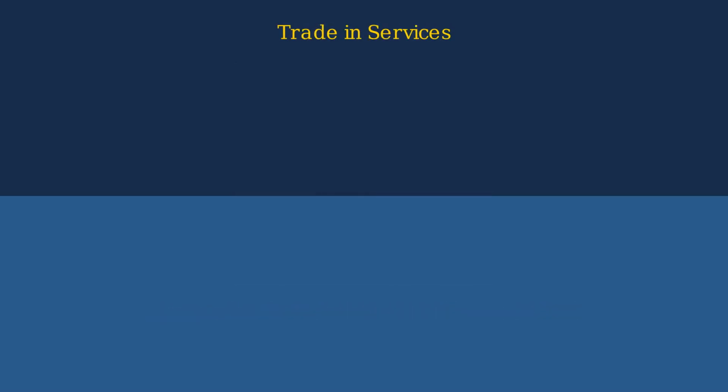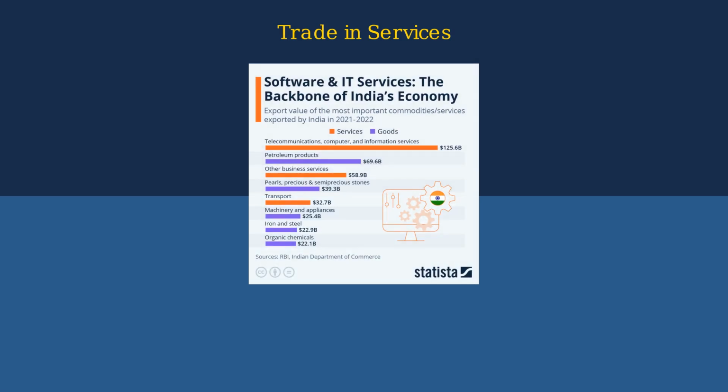The second component is trade in services. India has a strong services sector, particularly in IT and software services. In the fourth quarter of 2024, the surplus from services increased to $51.2 billion, up from $45 billion the previous year. This increase was driven by exports in business, computer, transportation, and travel services.